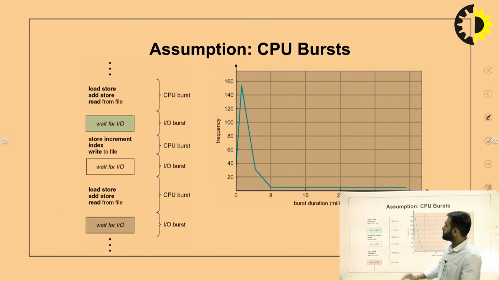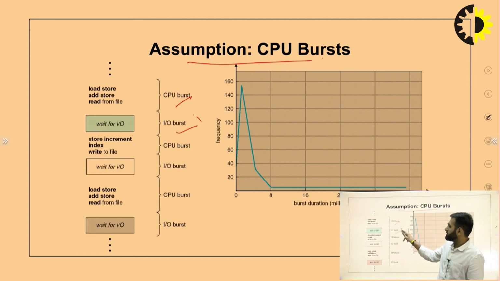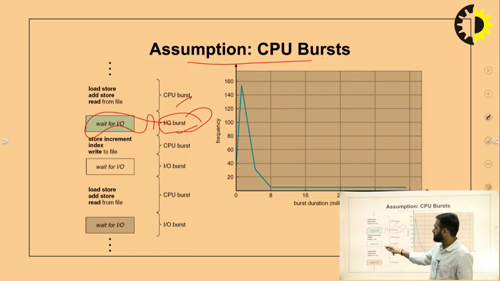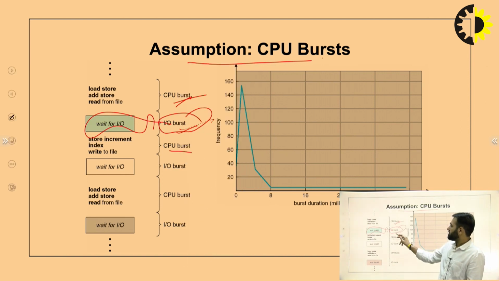Assumptions. This is the most basic one. How a CPU burst works, or how a process gets the CPU and execution starts. When a process gets the CPU, it goes through a CPU burst, then an input output burst. Input output burst means some input output request, waiting for that particular request, and then going for the CPU again. So the execution cycle of a process goes like a CPU burst, input output burst, CPU burst, input output burst, CPU burst, input output burst, and goes on.